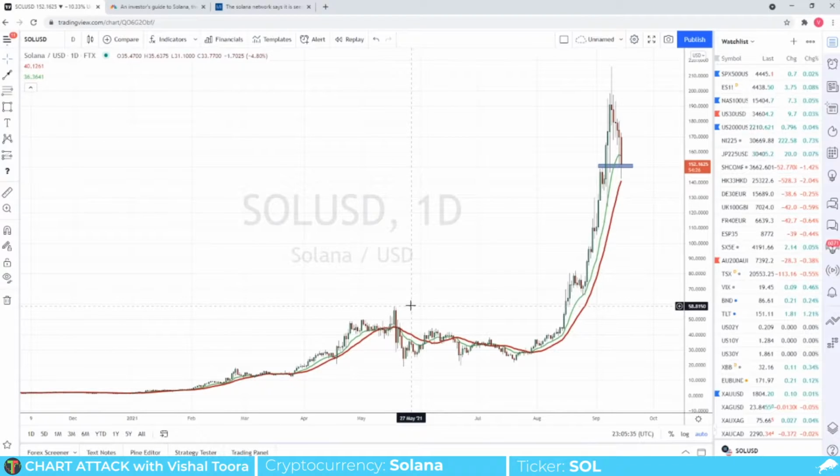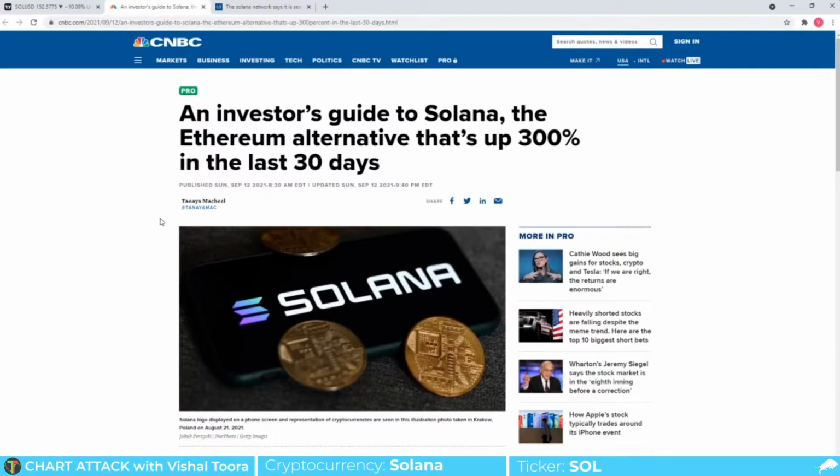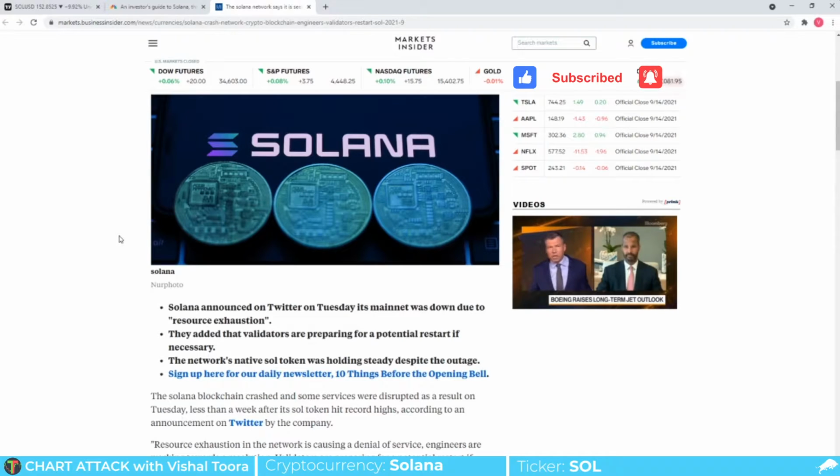We had a breakout above the $50 zone here, technically 57, and that gave us 300% gain in the last 30 days. And here you can see CNBC calling it the Ethereum alternative. But you know, as what happens with cryptos, it's been a bit of a wild week. We had that Litecoin issue yesterday. Today it's Solana.